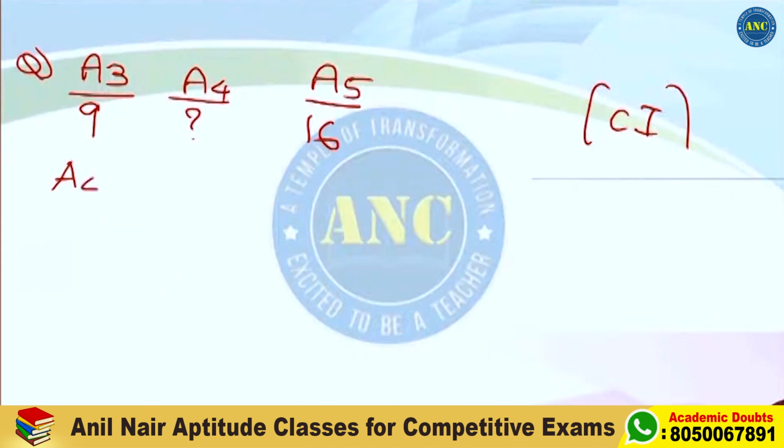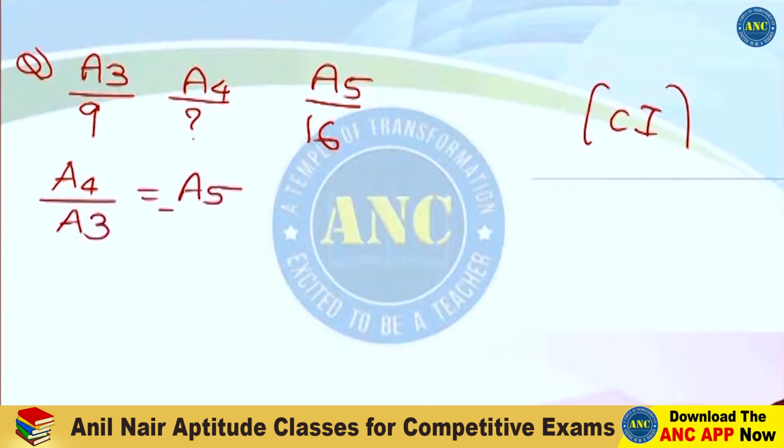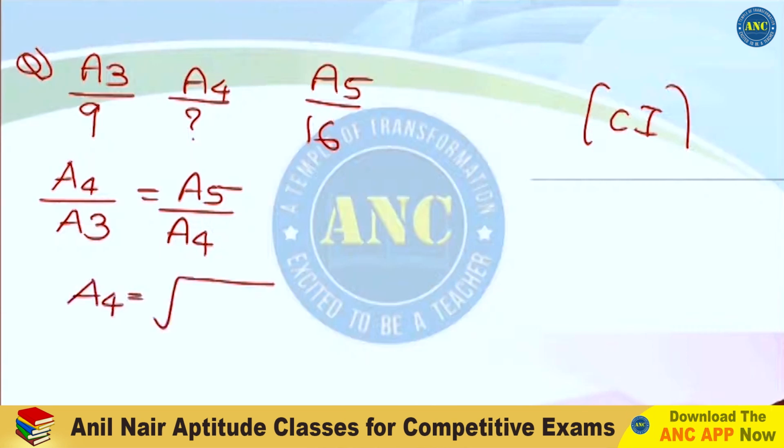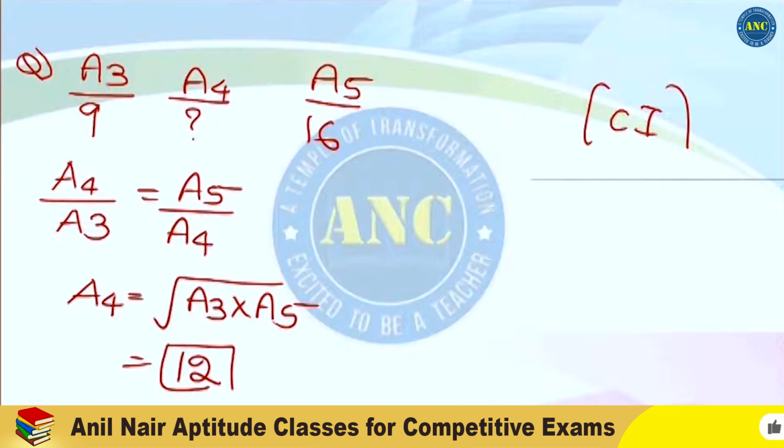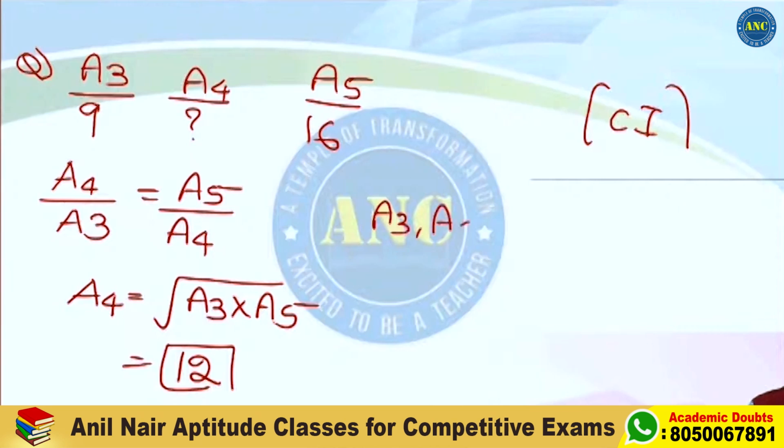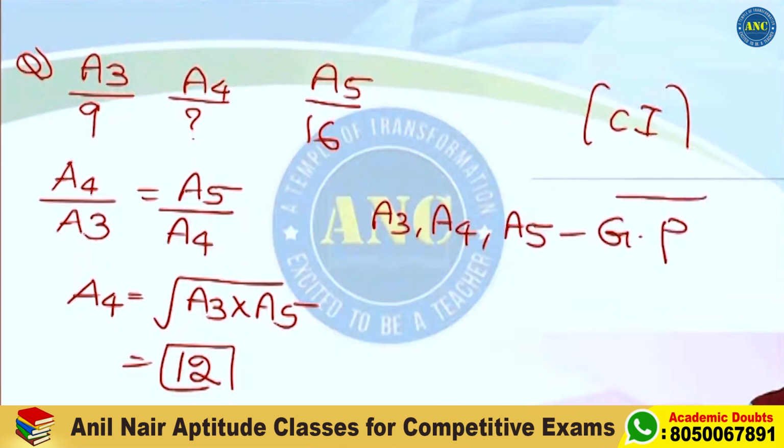The ratio is the same. A4 by A3 is equivalent to A5 by A4. So A4 is nothing but the root of A3 into A5. If you know this concept, you will get the answer directly as 12. I hope it is clear. Consecutive amounts are always in geometric progression in the case of compound interest.